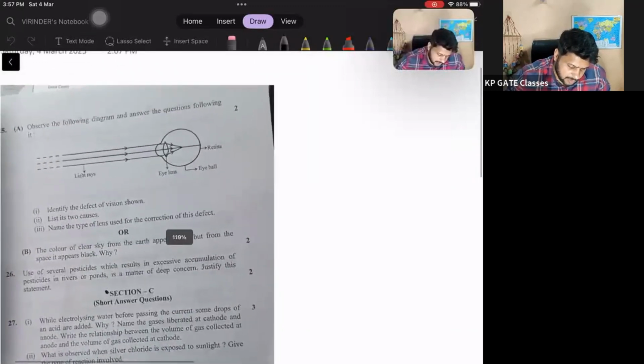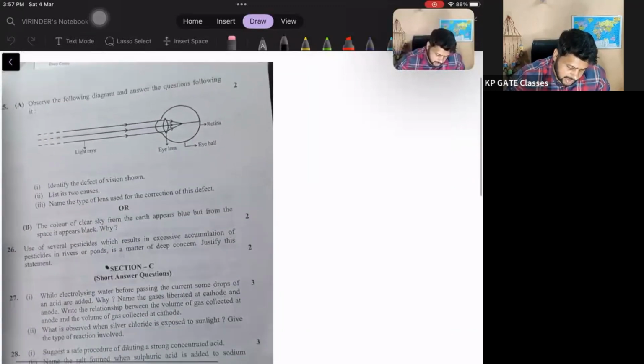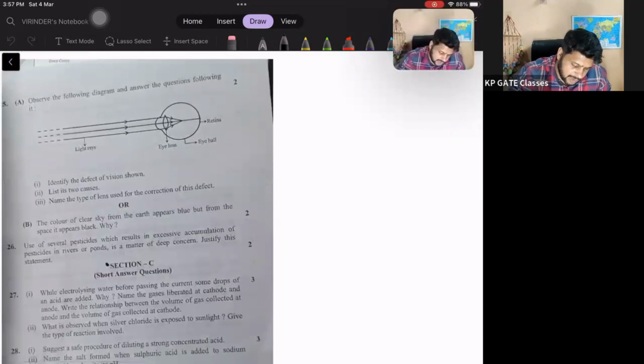Question number 5: observe the following diagram and answer the following questions. Identify the type of disease. Here you can see the image is getting formed in front of the retina. So this is myopia.